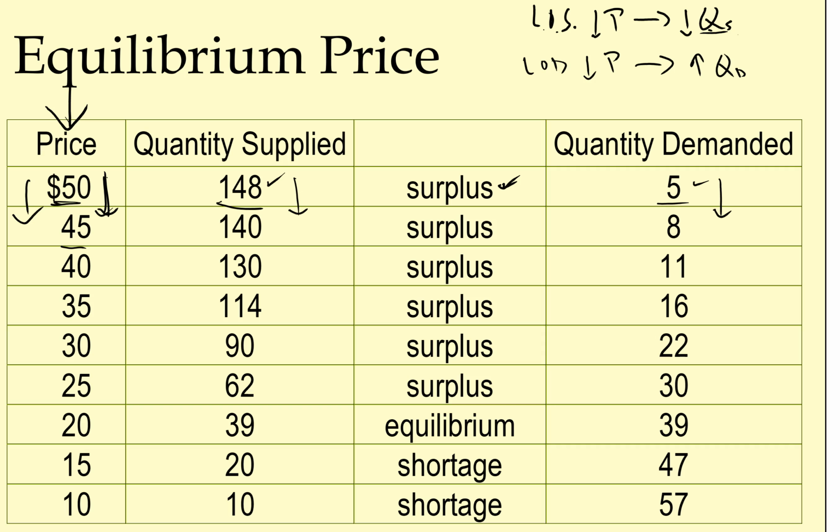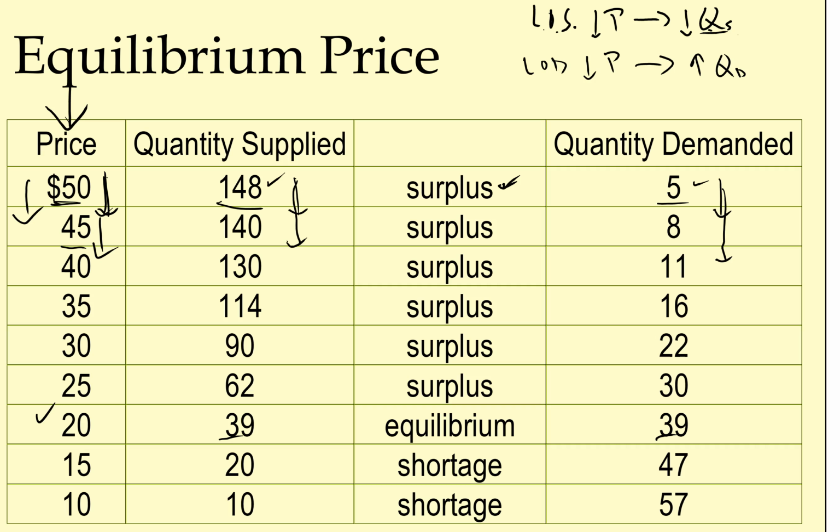But even at 45, you still have a surplus. It's just smaller. As long as there's a surplus, there's going to be downward pressure on price. And as price falls, supply continues to drop and demand continues to increase until we get to price 20. And in this case, we have supply of 39 and demand of 39. And that means we've achieved allocative efficiency. We're producing what people want.